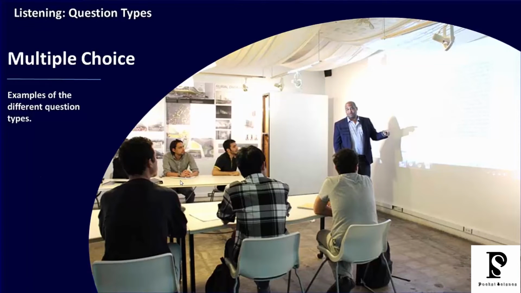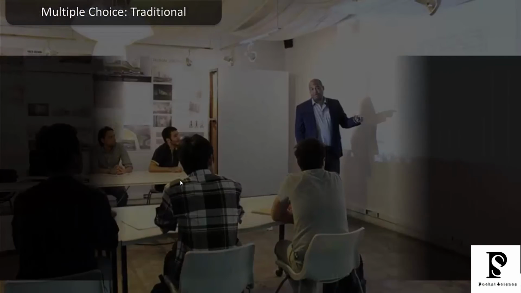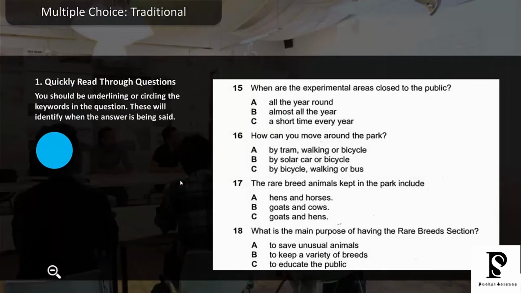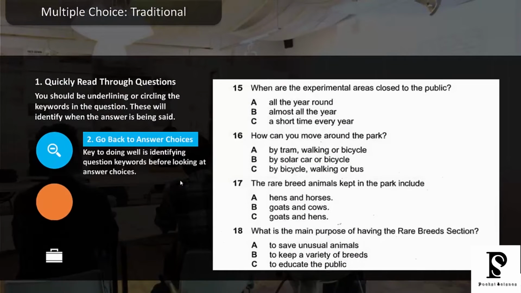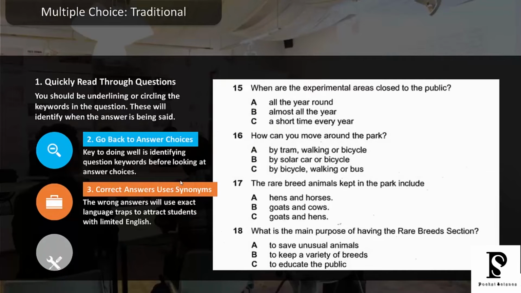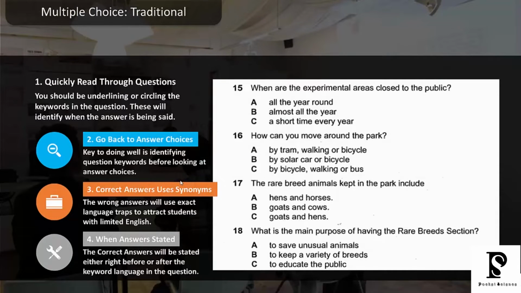Now, let's go ahead and look at some of the multiple choice question types that you're going to encounter on the IELTS listening section. You of course have the traditional type, where you have a question like number 15 and you have answer choices A, B, and C to choose from. And then it's going to move to question number 16, then 17, then 18. All of the questions go in order.